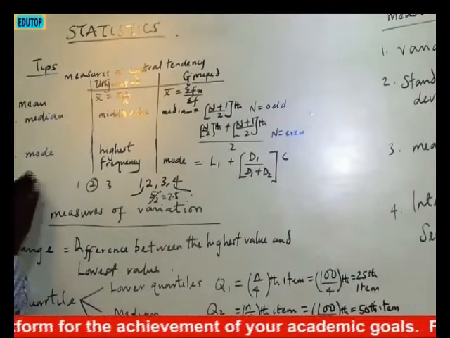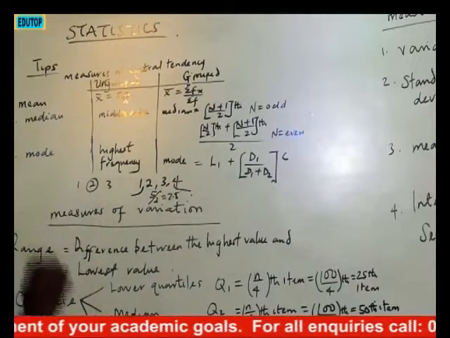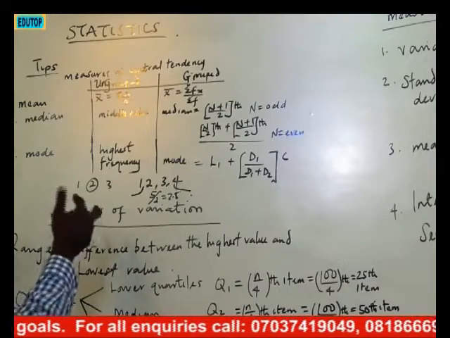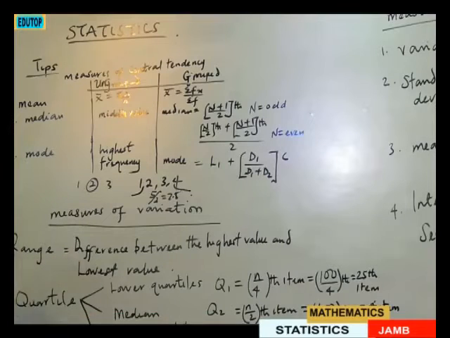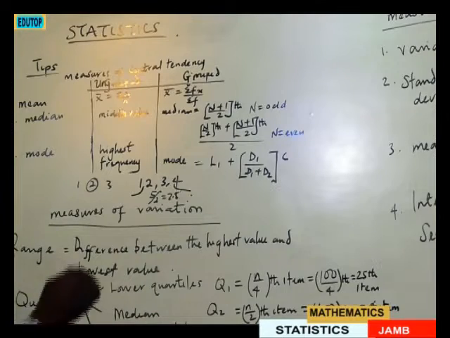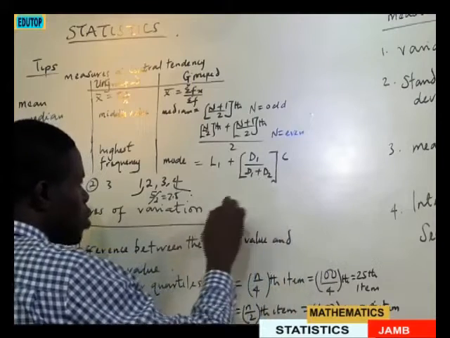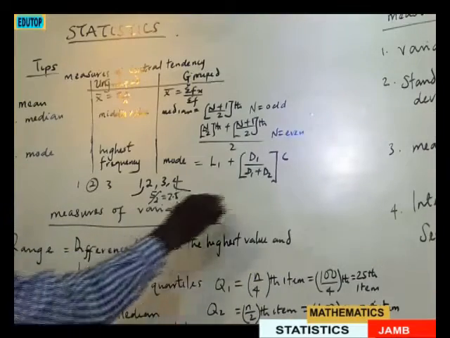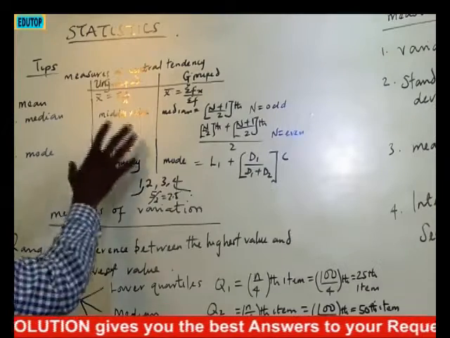Then the mode is the one with the highest frequency. So for ungrouped data, all we need to do is check the number that appears most. The number that appears most will definitely be our mode. Once we are given a set of values, we look at those values critically and fetch out the number that appears most. That will definitely be our mode for ungrouped data.